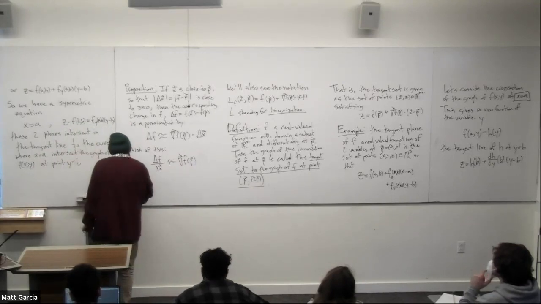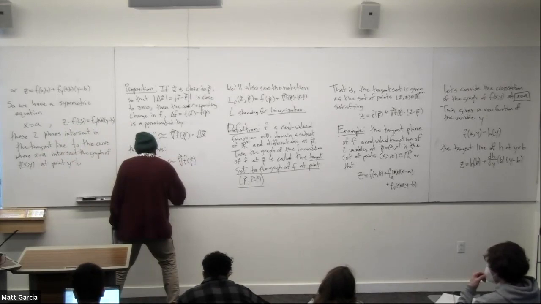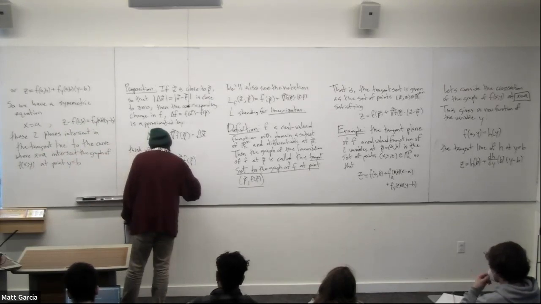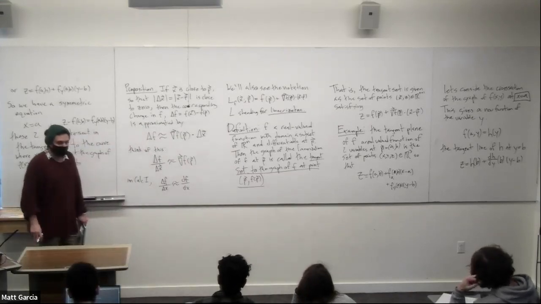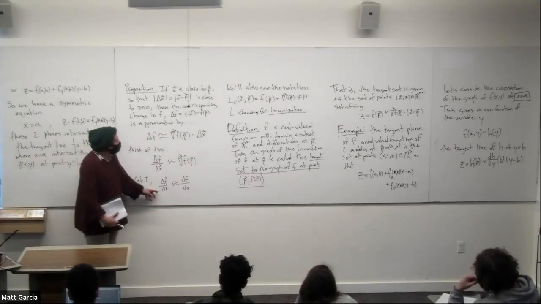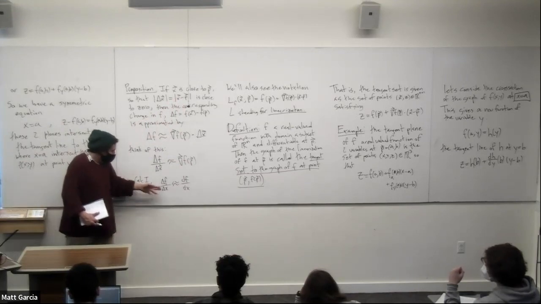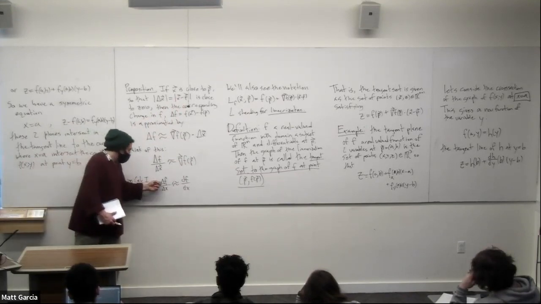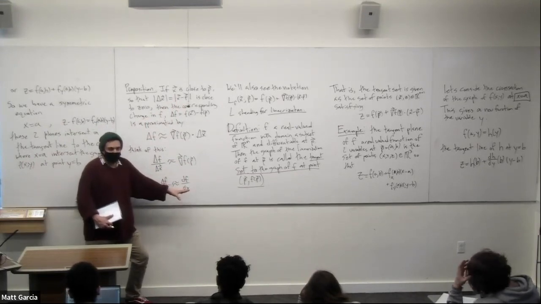So in Calc 1, what is this saying? The difference of f divided by the difference of x is approximately equal to the derivative of f with respect to x, right? If I have x close to some point p that I'm interested in, then taking the ratio of differences of x and p and the value of f at x and the value of f at p, this approximates the derivative, right?